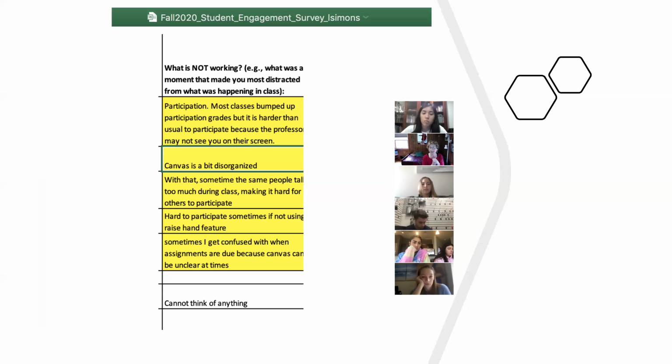Canvas is a bit disorganized. I'm trying. I appreciated that. Some people are always talking. It's hard to participate. I can't see a hand being raised when I'm sharing my screen. So I don't know what to do about that, except what I'm doing now. I'm looking back and forth because I have my laptop here and I have my desktop and I'm logged in as a participant. Unfortunately, when I share my screen with you, I'm sharing my screen with me on my laptop. So I'm trying to make a point of looking at the chat if you want to put questions in there.